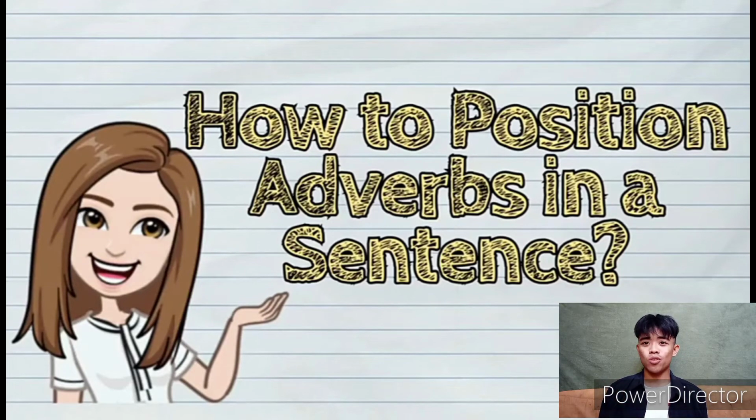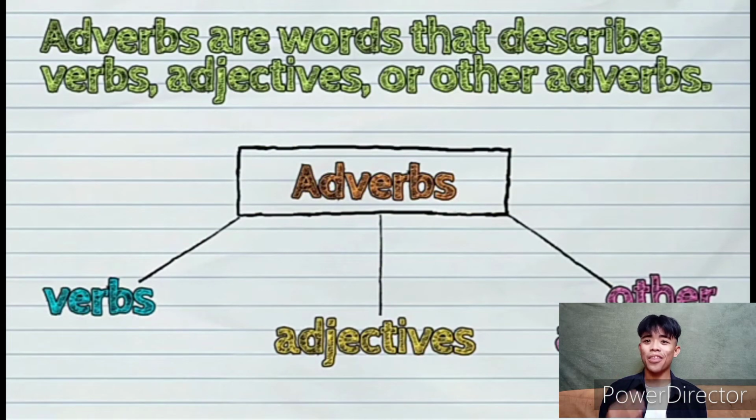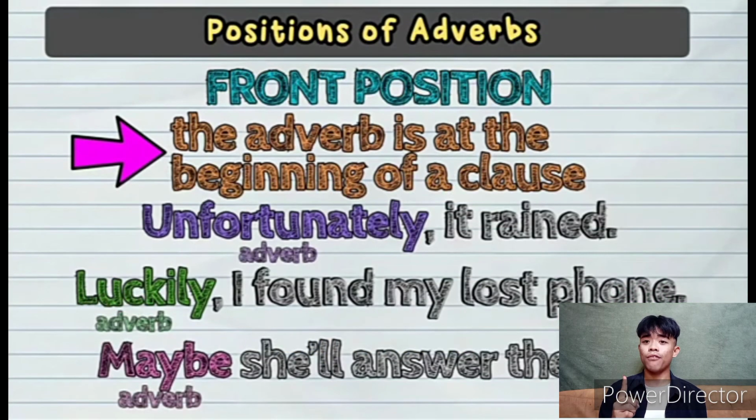Today we are going to tackle word order, or the position of adverbs. What is an adverb? Adverbs are words that describe verbs, adjectives, or other adverbs. There are three normal positions of adverbs. Number one, we have the front position. What is the front position? Front position means the adverb is at the beginning of a clause.